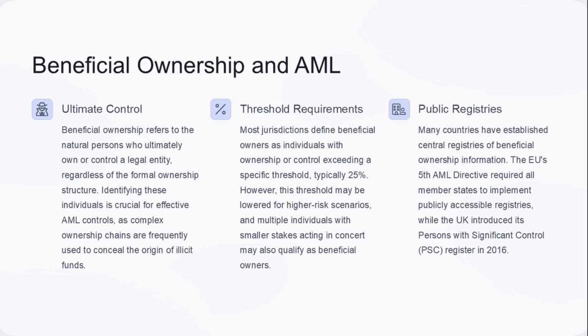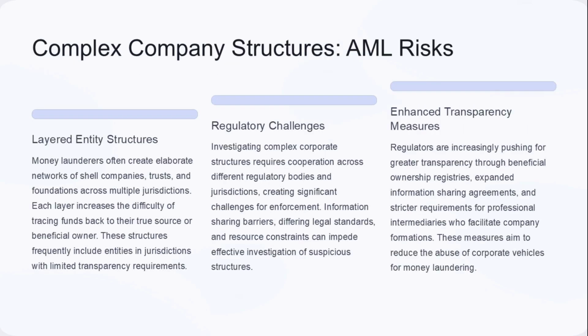Beneficial ownership is a critical concept in AML controls, referring to individuals who ultimately own or control a legal entity. Most jurisdictions define beneficial owners as individuals with ownership exceeding a specific threshold, typically 25%. Public registries have been established to enhance transparency, with the EU's fifth AML directive requiring all member states to have publicly accessible registries. Complex company structures pose significant AML risks.